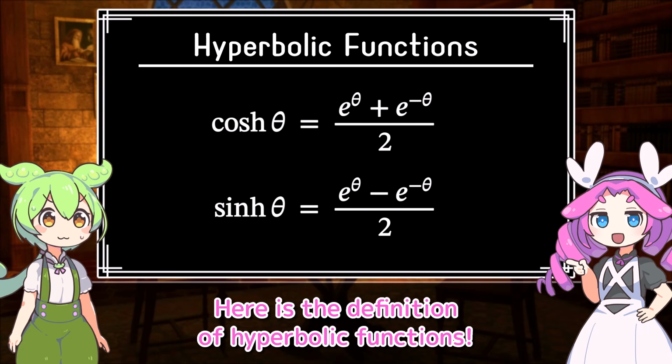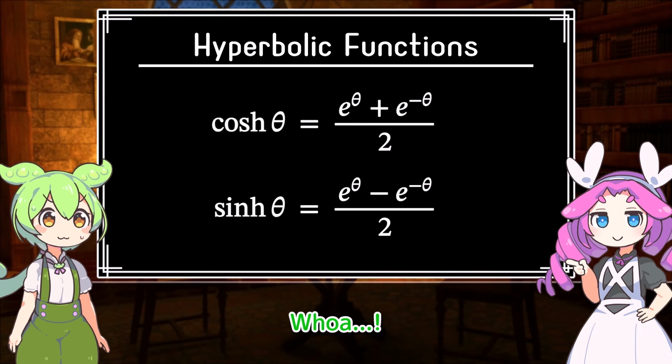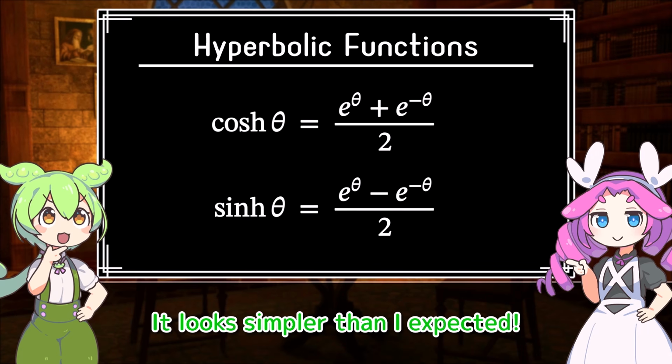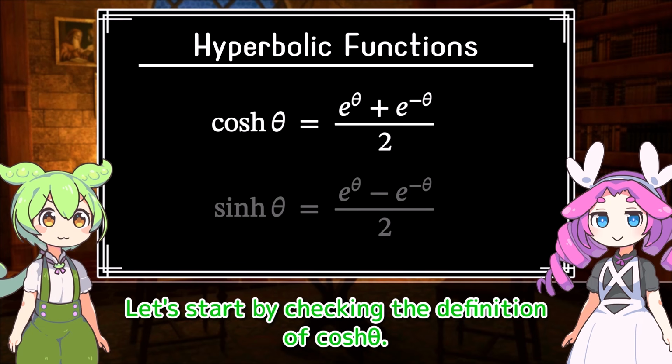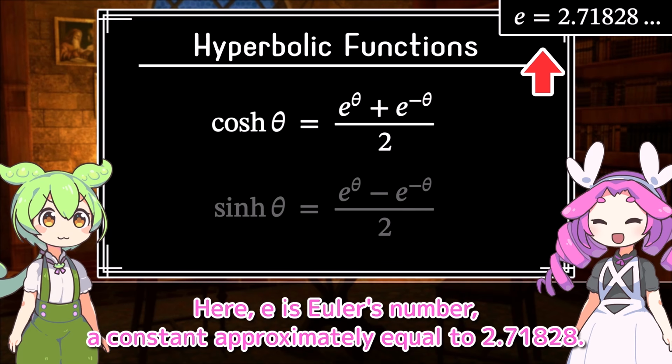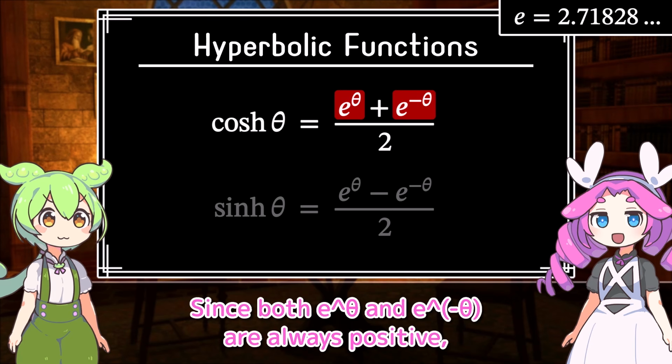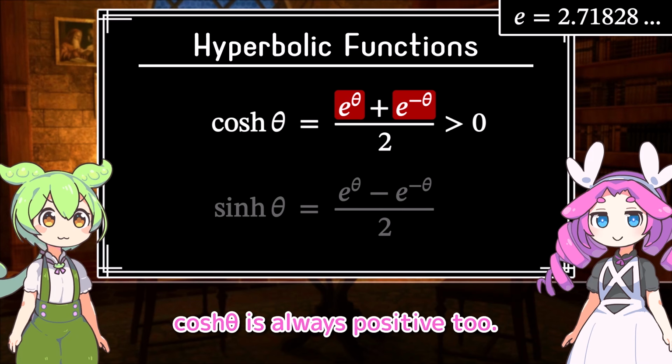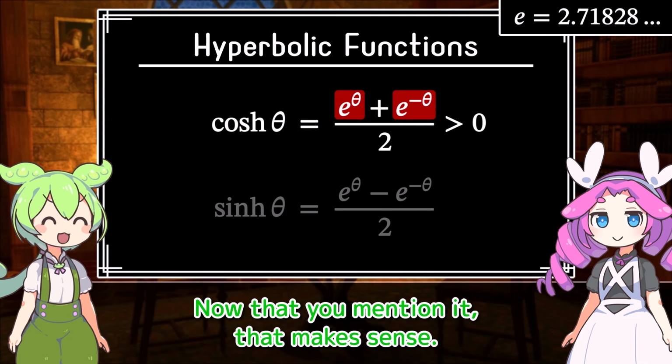Here is the definition of hyperbolic functions. Wow, it looks simpler than I expected. Let's start by checking the definition of hyperbolic cosine of theta. It adds e to the theta and e to the minus theta, then divides by 2. Here, e is Euler's number, a constant approximately equal to 2.71828. Since both e to the theta and e to the minus theta are always positive, hyperbolic cosine of theta is always positive too. Now that you mention it, that makes sense.